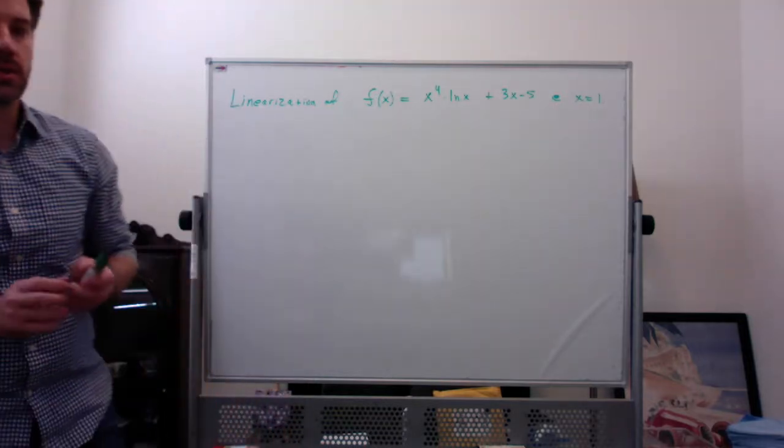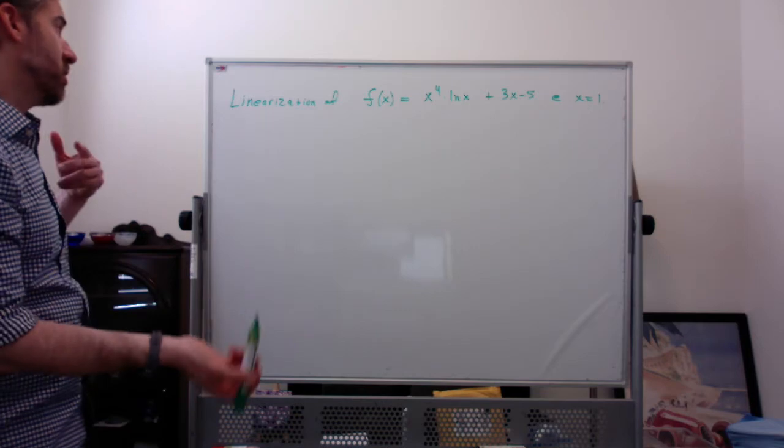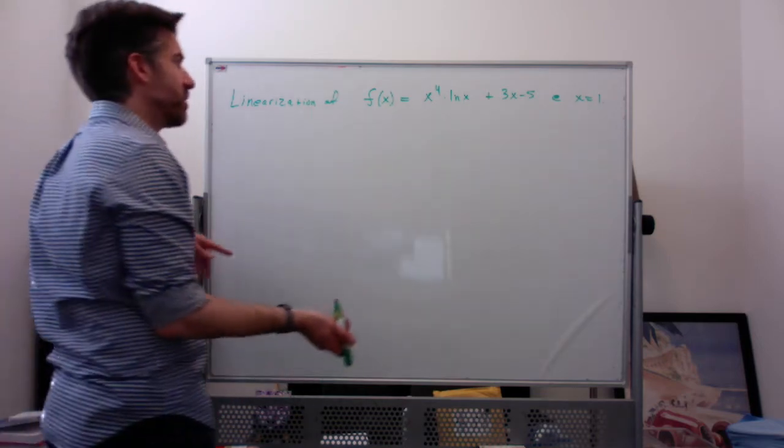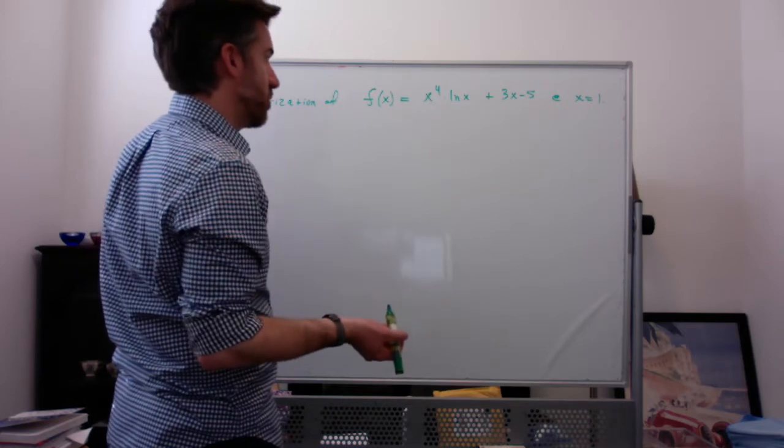Hello students, here is an example of a linearization and a Taylor polynomial. The first question is: find the linearization of f of x equals x to the fourth times natural log of x plus 3x minus 5 at x equals 1.